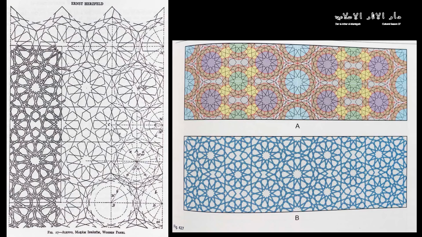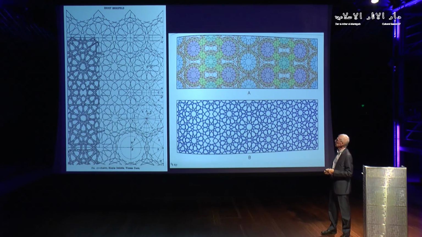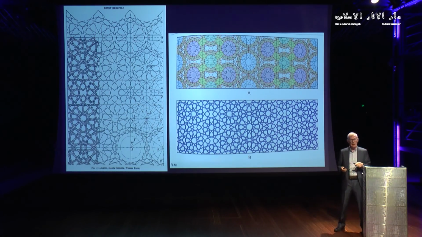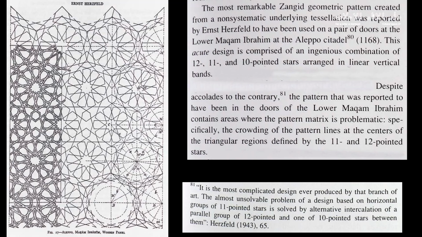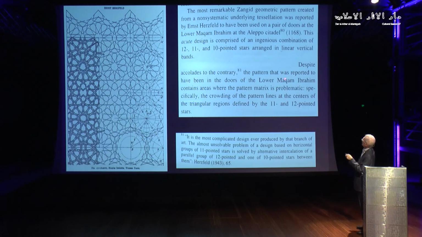And that brings us then to a much more advanced use of geometric patterning, the one that we saw at the beginning in the Maqam Ibrahim, dating from the Ayyubid period, which uses what seemed to me an incredibly brilliant combination of 10, 11, and 12-pointed stars. But here again, look at how a mathematician views it. It contains areas where the pattern matrix is problematic, the crowding of the pattern lines at the centers of regions defined by the 11 and 12-pointed stars. To my mind, an earlier analysis by Herzfeld of this, the almost unsolvable problem of a design based on groups of 11 and 12 and 10-pointed stars, the most complicated design ever produced by that branch of art. So there is definitely more than one way of looking at the difference in the development of these patterns.